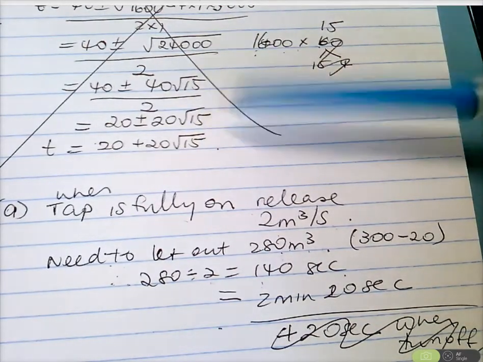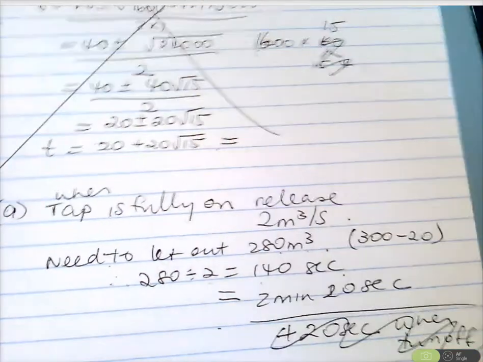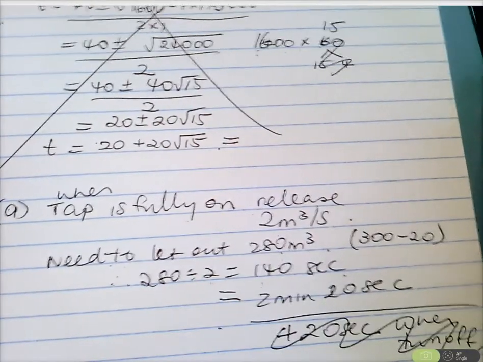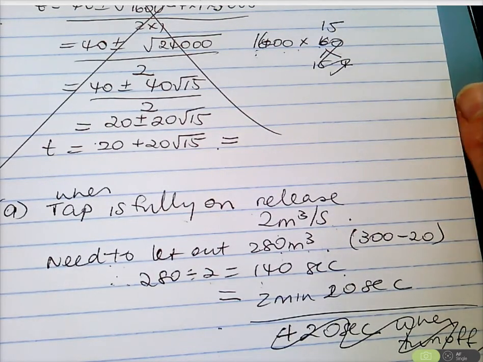If I looked at that other thing, has anyone got a calculator? What's 20 plus 20 root 15? Just wondering. 20 plus 20 root 15. That doesn't help. All right.